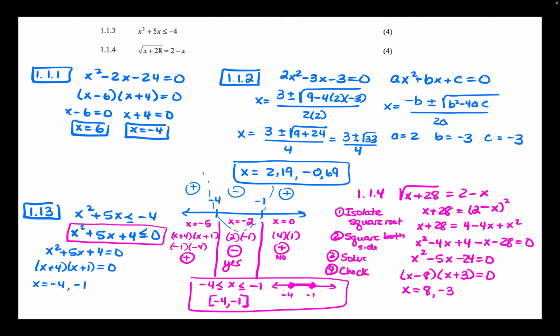But remember to go back to check to see if they work. The square root of 8 plus 28 equals 2 minus 8? Oops, no, that one does not work. And the other one, the square root of negative 3 plus 28 equals 2 plus 3. Yes, that one does work. So our only solution is negative 3.